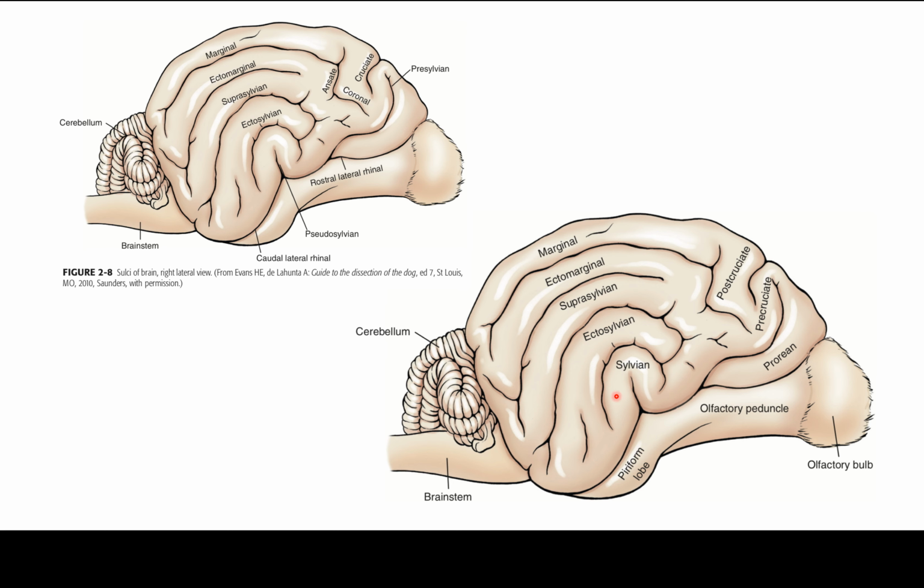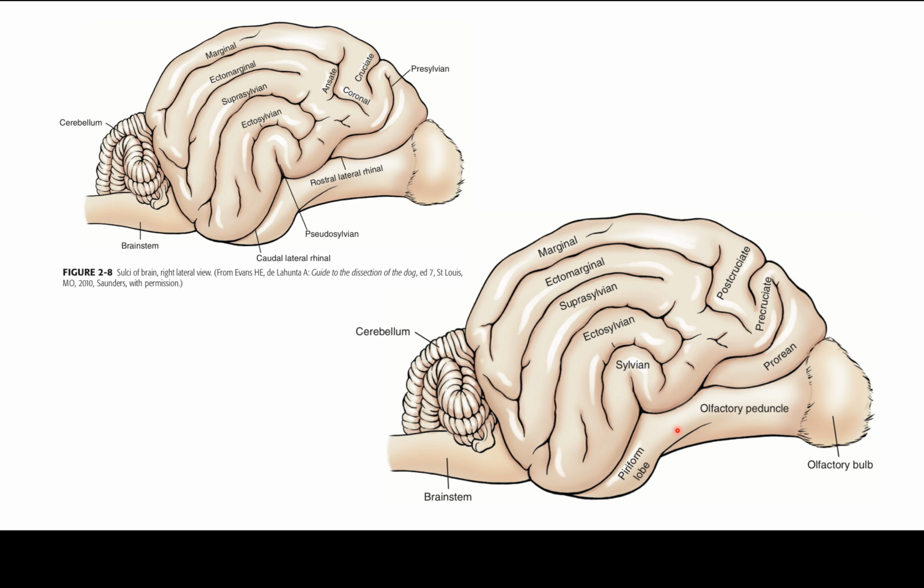The rhinal sulcus separates the phylogenetically new cerebrum, also known as neopallium, dorsally, from the older olfactory cerebrum, also known as paleopallium, ventrally. Portions of the paleopallium that are visible are the olfactory bulb, which rests on the cribriform plate, and the olfactory peduncle, which joins the bulb to the cerebral hemisphere.